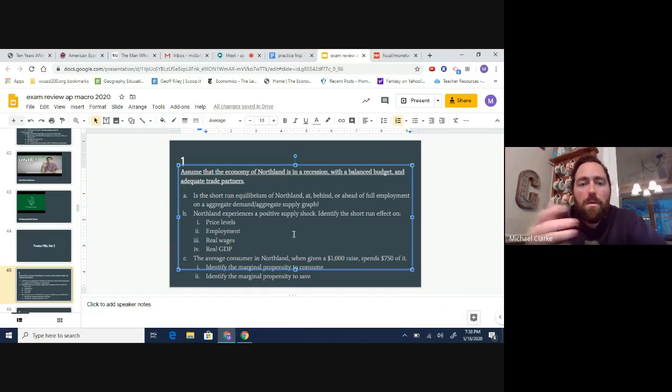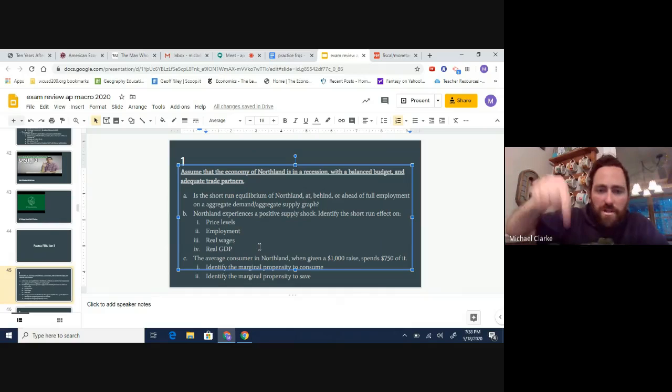Part B. Now we're given a new macroeconomic situation. There's a positive supply shock. Think back to your graphs. A positive supply shock, anytime positive, that means whatever the variable is in question, here it is supply, it's going to increase. So since supply is shifting to the right, think about the short run effects on the following. Well, if supply is shifting to the right, that means price levels are falling.